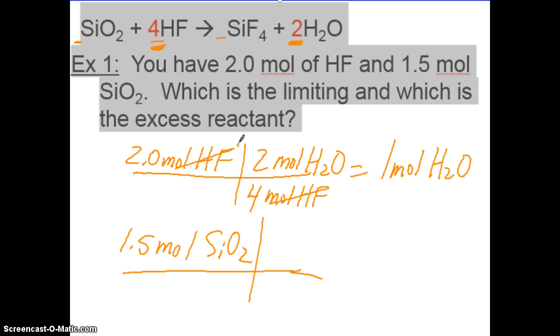Okay, down here, on the other hand, if I had 1.5 moles of silicon dioxide, I'm going to put, this is my magic step, moles of SiO2 on the bottom this time, and I will have moles of H2O on top. It only makes sense to choose the same product, moles of H2O.